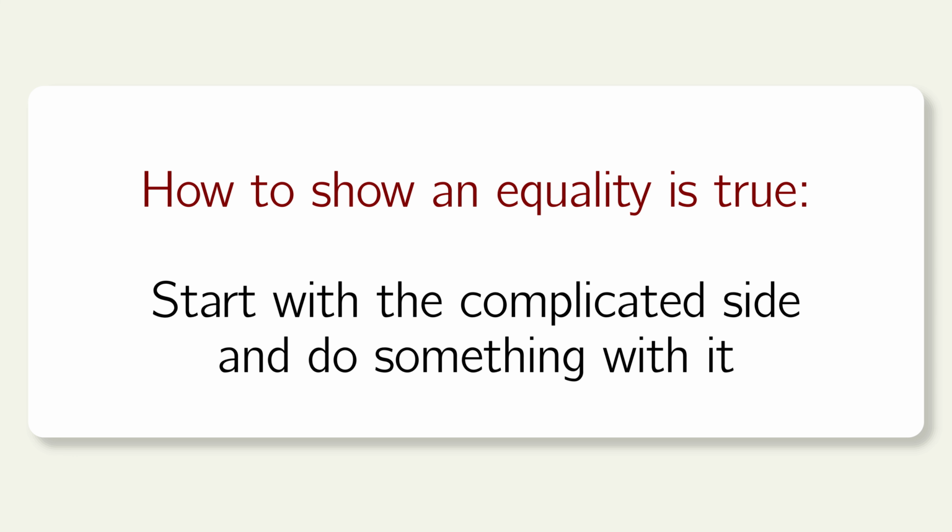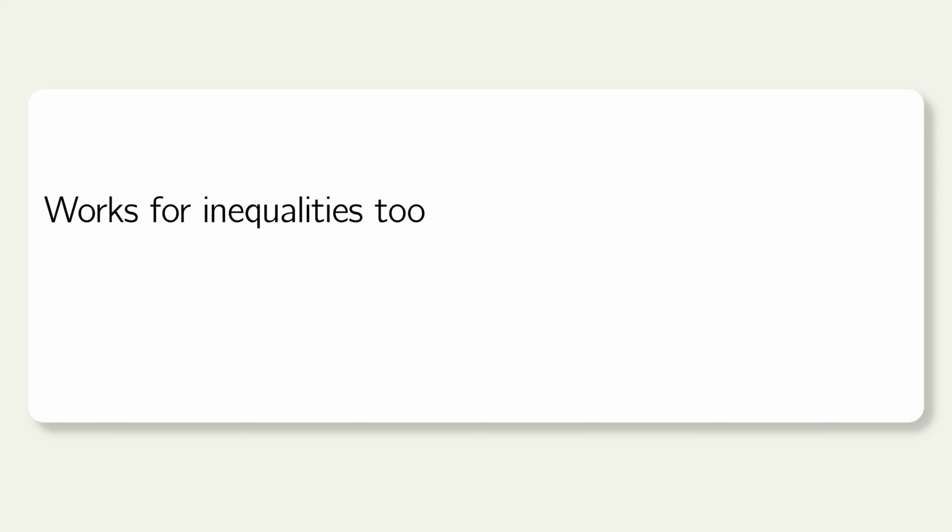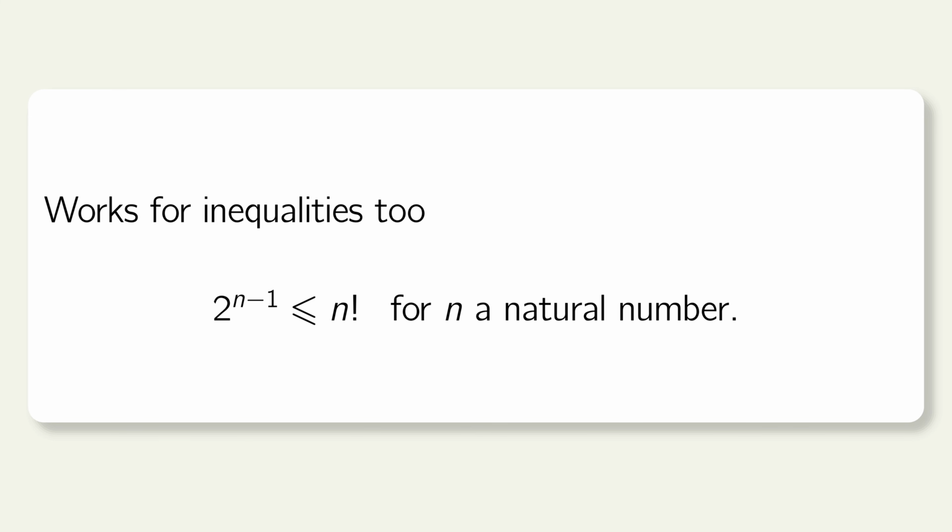Right, so that's basically how you show an equality is true. Start with the complicated side and do something with it. But actually, this works more generally. So it works for inequalities too. Let's say you have the inequality 2 to the power n minus 1 less than or equal to n factorial for n a natural number, where n exclamation mark is n factorial, which means n times n minus 1 times n minus 2 and so on. So for this particular example, I'll actually do it in a later video on induction. Okay, I'll leave that for you to think about until the actual video.